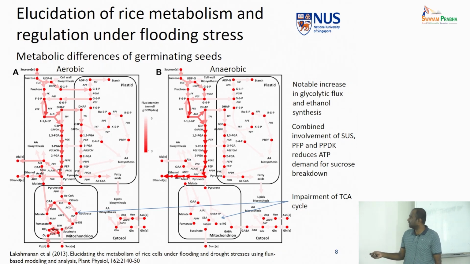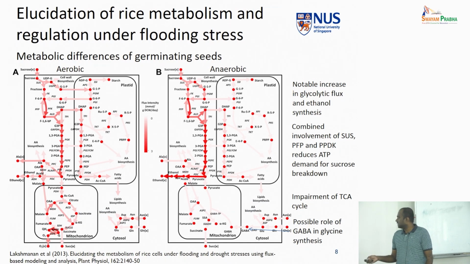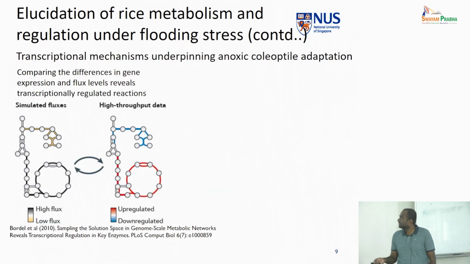So it relied on the PPDK and reduces the ATP demand, because sucrose consumption in plants requires ATP for the breakdown of the sucrose as well. So it tried to reduce this by using an alternative enzyme which reduces the ATP demand. Further, a minor observation is that glycine is synthesized in anaerobic conditions through GABA, which is not the case in aerobic conditions.